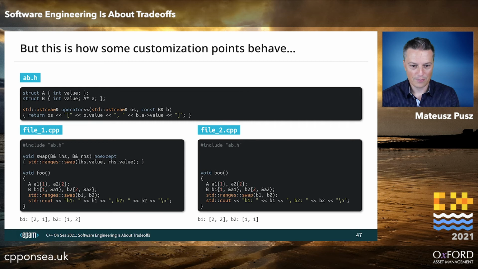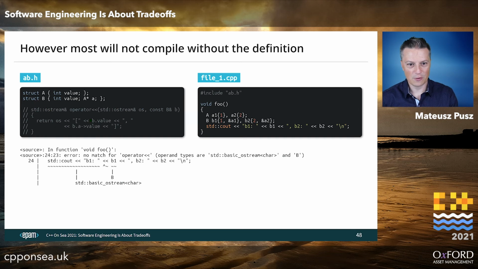This is in case of swap. So swap is special in this case, but most of the customization points we have. So I don't want to say that customization points are bad in any way, right? Because most of the customization points we have will not compile at all if they are not provided. For example, let's consider that we forgot to provide this streaming operator. This is another customization point, right? We want to print this on the console, and we'll end up with a compile time error saying we don't know how to print this to console because there is no customization point provided.